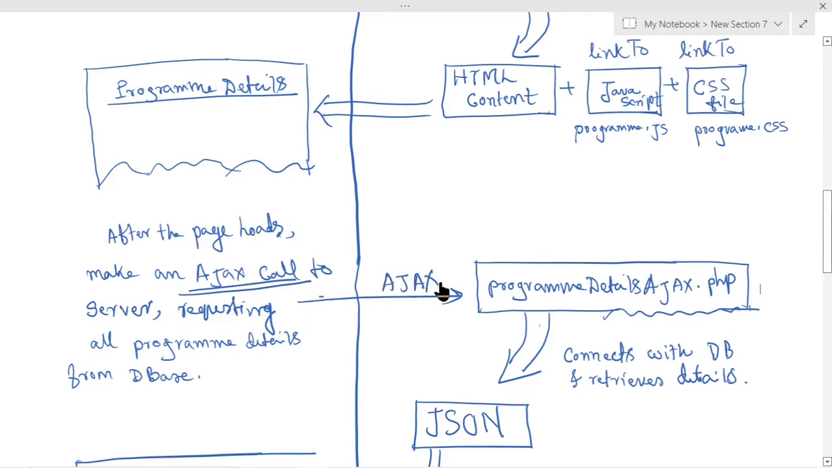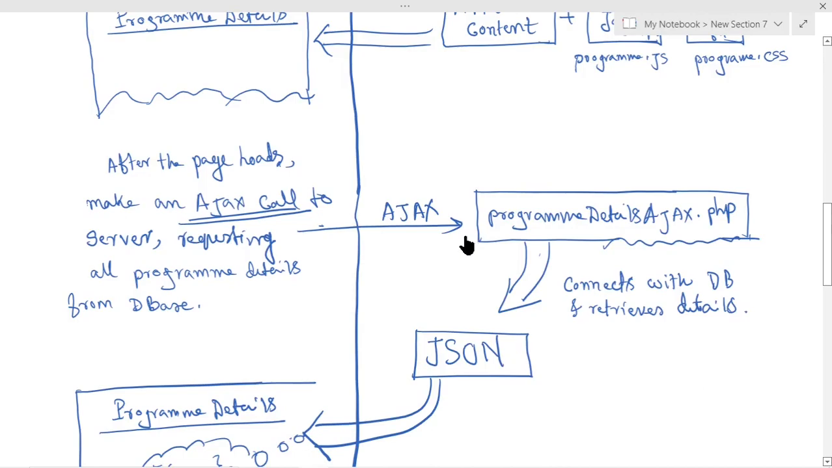Now, when this AJAX call is received by the server, on the server side, again, we'll write a specific PHP file where we will write the code that we want to execute when the AJAX call is processed by the server. You can think of an AJAX call as if it is a call to a specific function from a specific PHP file in the server.